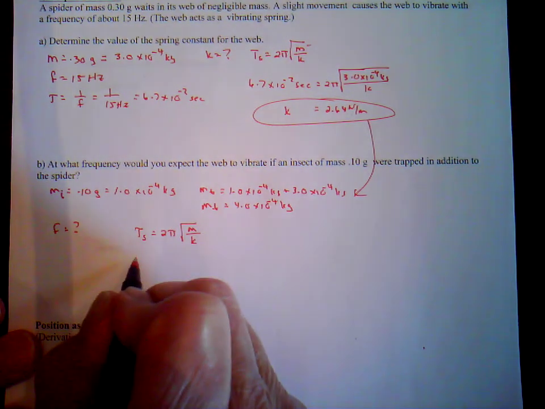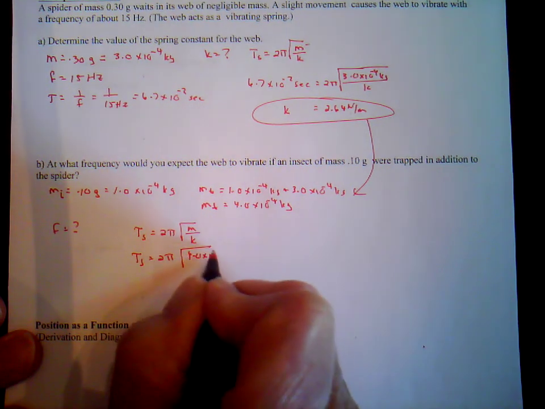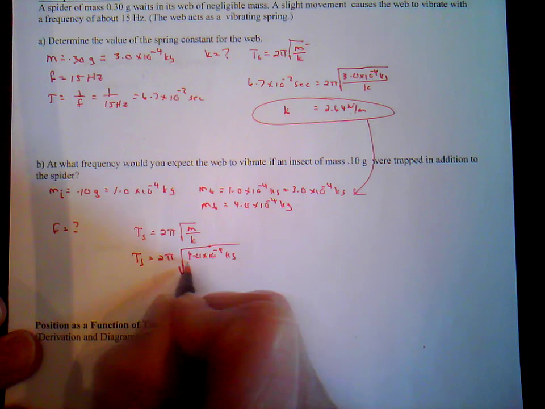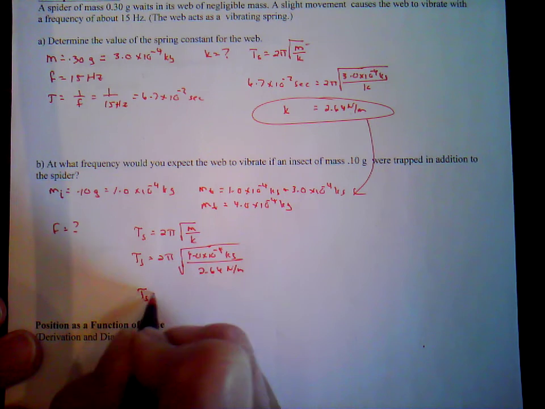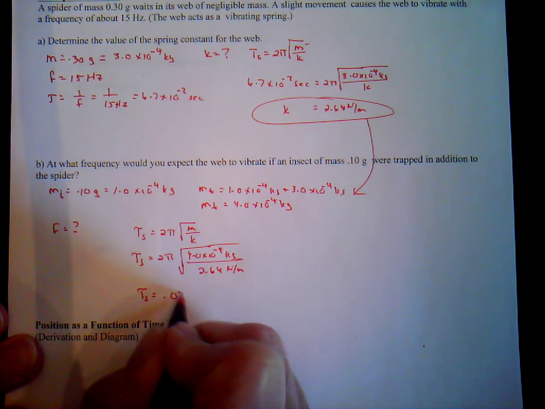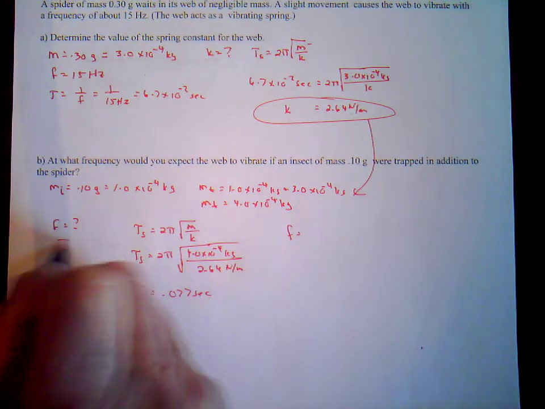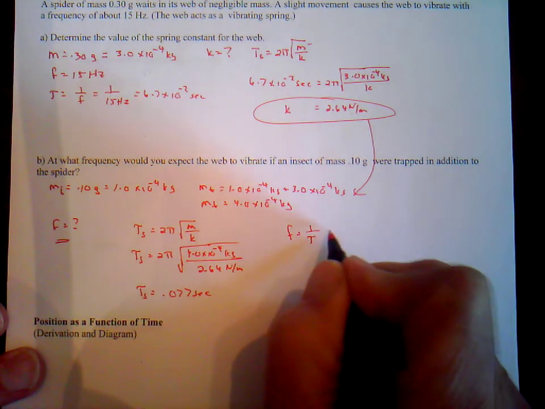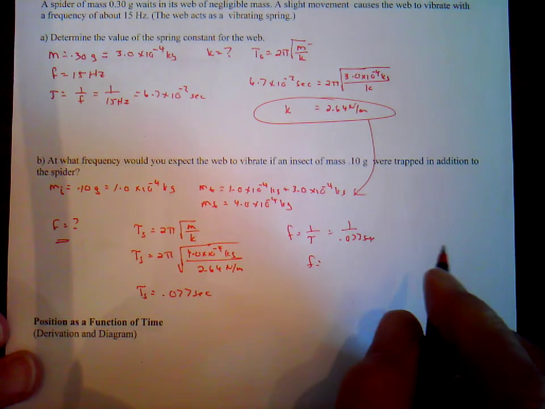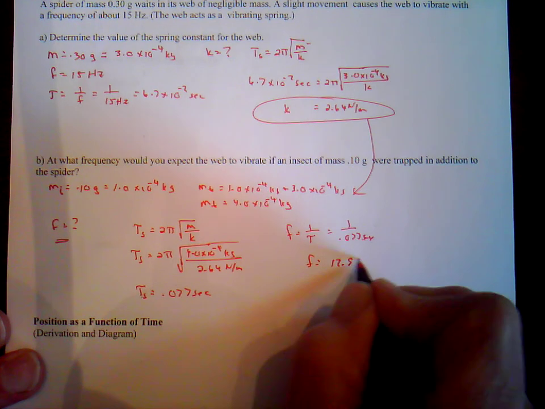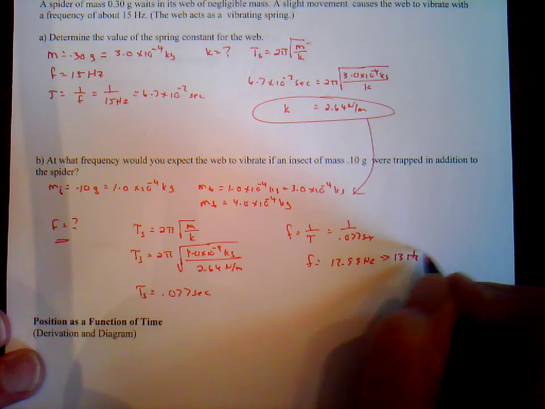So we can solve for this period, which is going to be equal to 2 pi times the square root of the total mass, 4.0 times 10 to the minus 4 kilograms, divided by the spring constant, 2.64 newtons per meter. We get that period of the spring to be 0.077 seconds. Of course, we want the frequency, not the period, which is 1 over the period. It's 1 over 0.077 seconds. We get that frequency to be 12.99 hertz. I'm going to round that to 2 significant digits, 13 hertz.